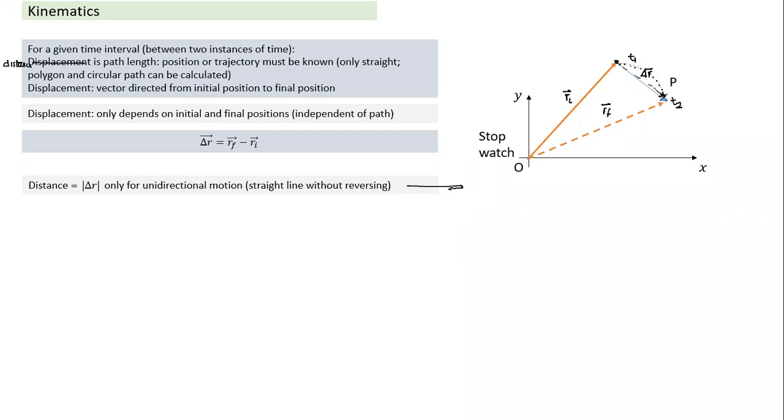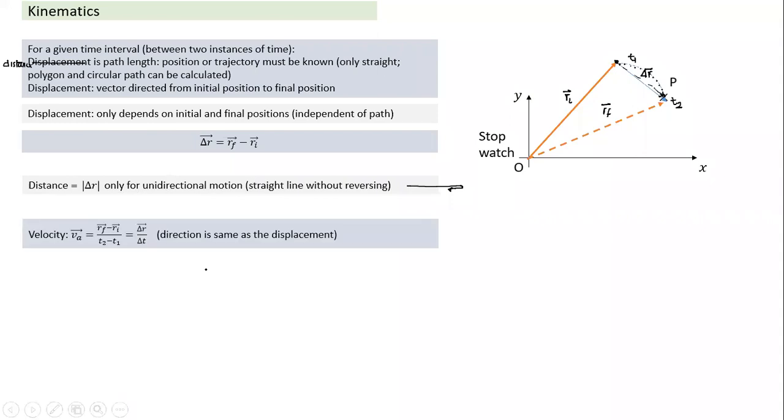So even if it reverses direction, this change of direction, in that case, distance traveled and displacement magnitude are not equal. When we talk about displacement, mostly when we are comparing distance with displacement, we are comparing the magnitude of displacement. So this is equal to delta r only in case of unidirectional motion. Otherwise, distance is always greater.